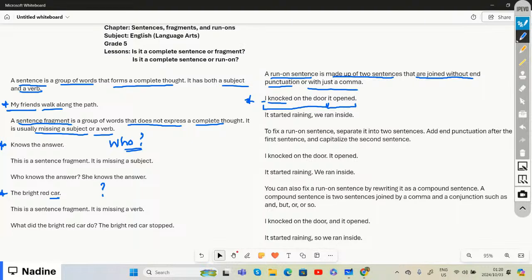All right. If we look at another example, the first sentence has no punctuation mark, no end. Whereas this one says it started raining, then there's a comma, we ran inside. However, that is also two sentences, written together as one sentence.